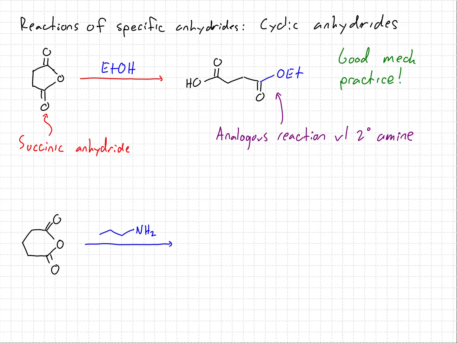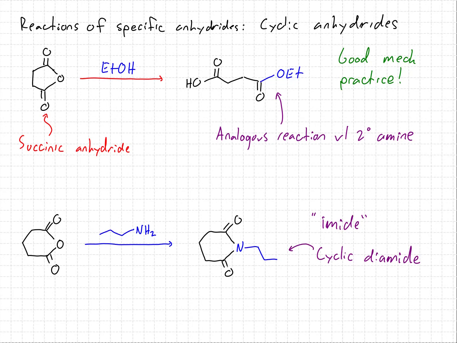Primary amines react a little bit differently. Since the primary amine has two hydrogens that can be lost, we're actually going to form a cyclic amide. This type of cyclic amide is a little special, and it's also known as an imide. This is very typical for the reactions of primary amines with cyclic anhydrides.